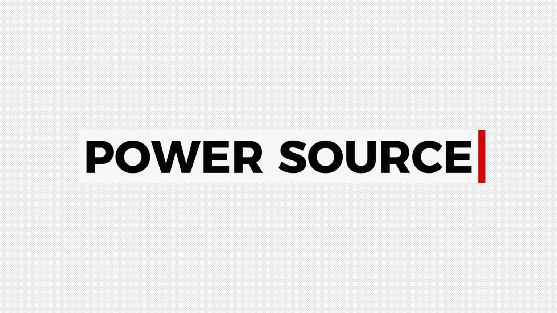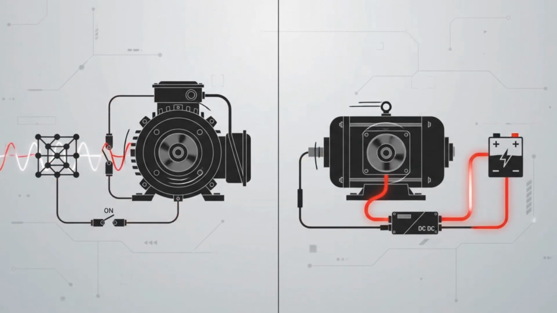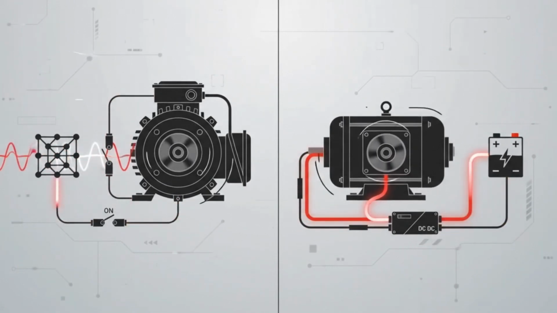Power source. AC motors run straight off the grid, no conversion needed. DC motors need a rectifier or battery, since they run on direct current.